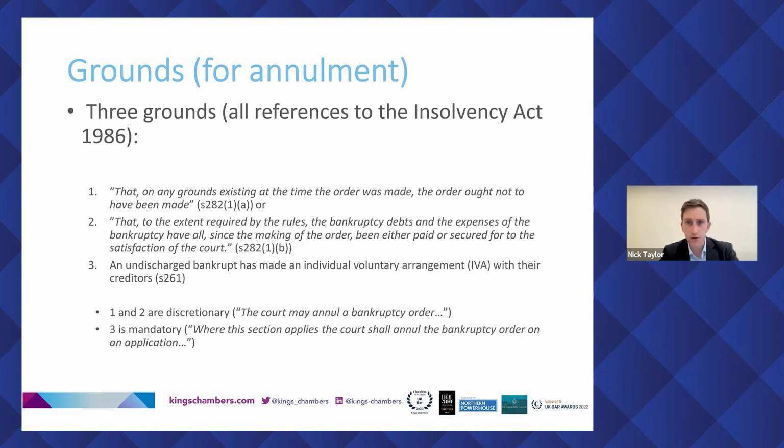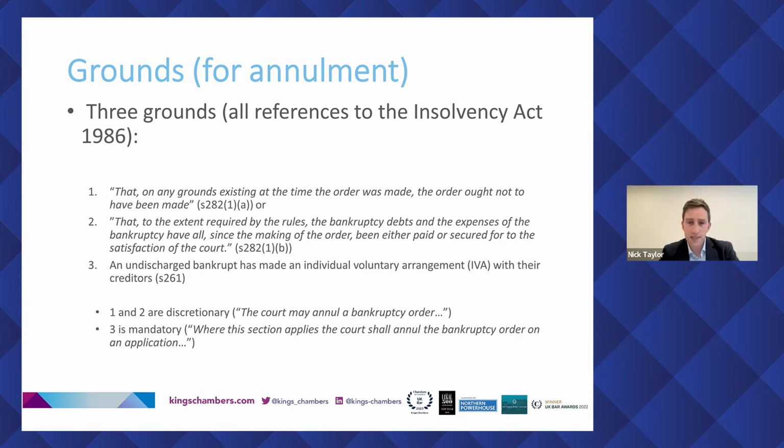Now, the first two, as Laura's already referred to, under the section 282, are discretionary. The language is that a bankruptcy order may be annulled if either of those criteria are satisfied. And as Laura has mentioned, one of those factors in the exercise of discretion is promptness, as that can go to many things, not least prejudice to creditors who already exist. The third ground, the section 261 ground, that's in fact mandatory.